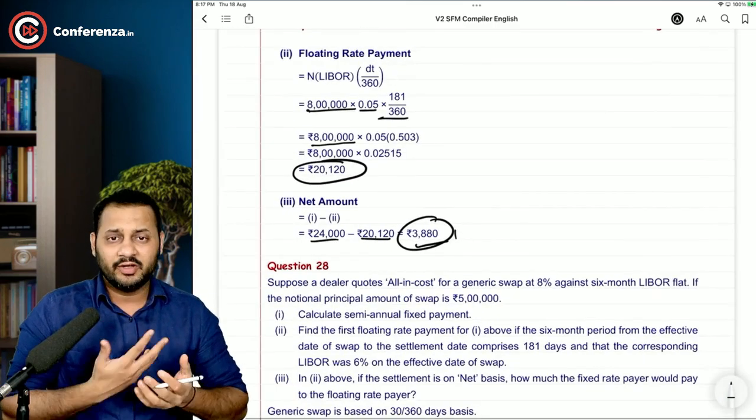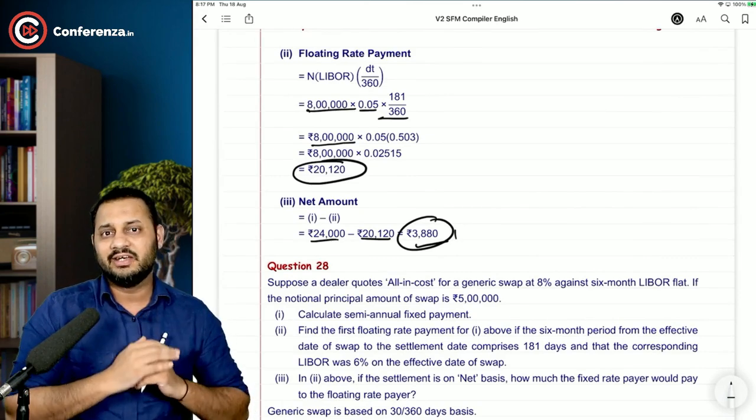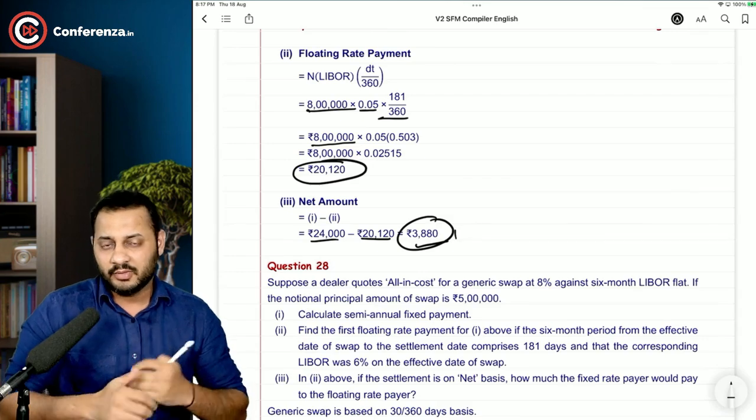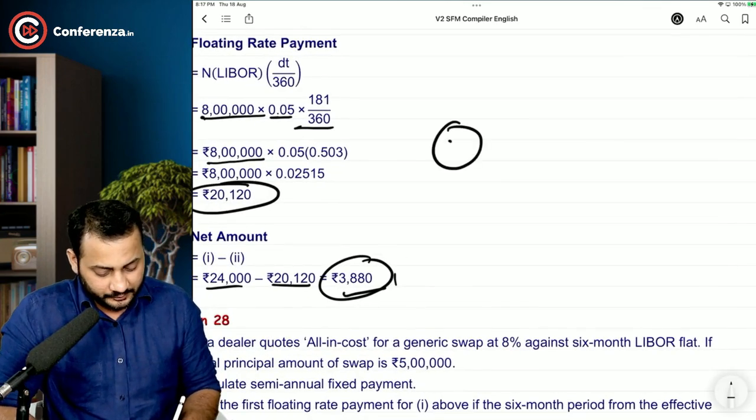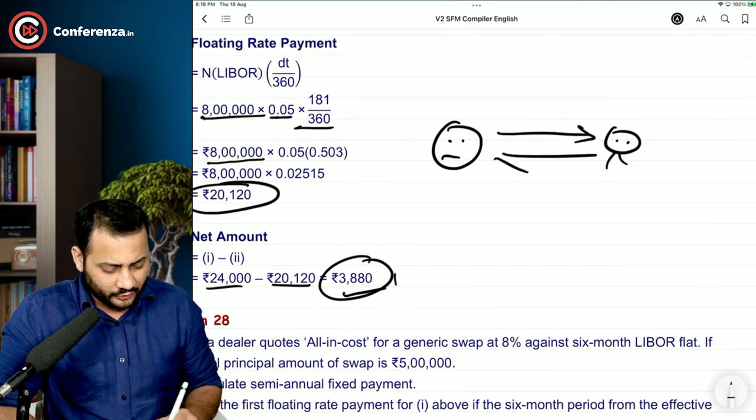Now you will ask, where is the swapping involved in that? Obviously, this question was not given in detail since it is the first question, but I will tell you there was some hidden picture which was not given in the question. There were two parties who wanted to exchange.